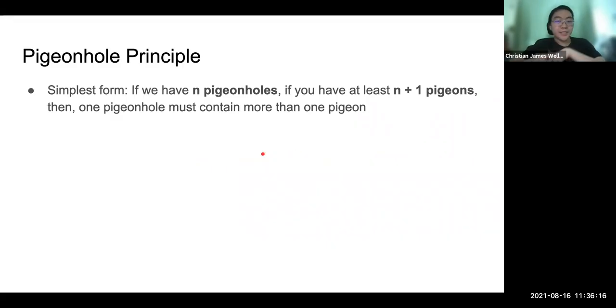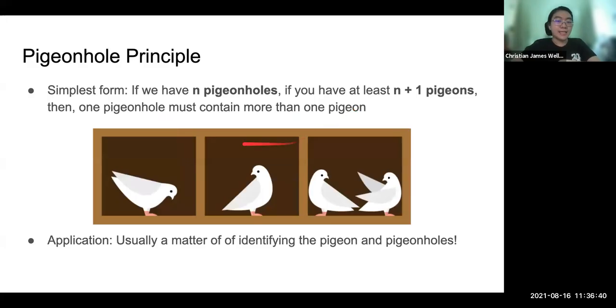Next, I'll talk about the pigeonhole principle, which is one of my favorite counting principles. It's very logical, but it's useful in solving many different things. Let's talk about the simplest form first; I won't talk about the generalized pigeonhole principle. If we have n pigeonholes and at least n plus 1 pigeons, one pigeonhole must contain more than one pigeon.